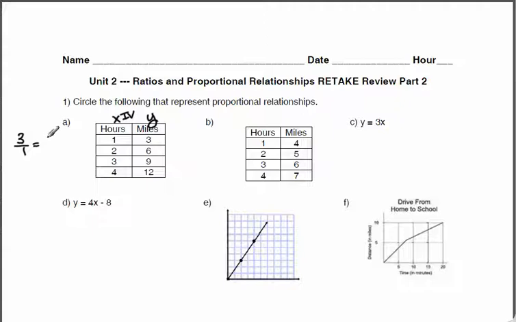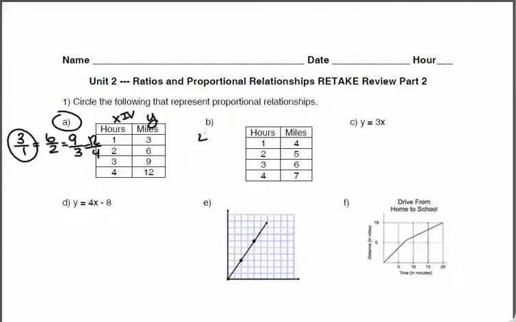So 3 over 1 is equal to 6 over 2, which is equal to 9 over 3, which is equal to 12 over 4. That's a true statement. They all equal 3 over 1. So the rate of change is 3 over 1. So this one is a proportional relationship.